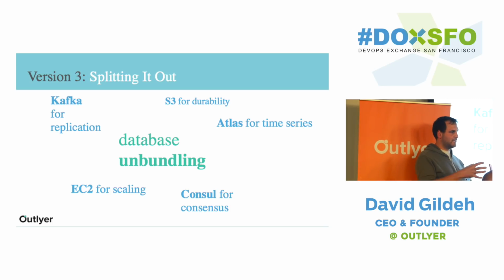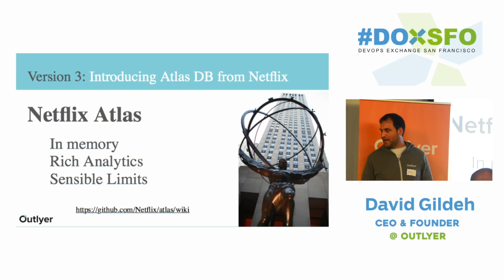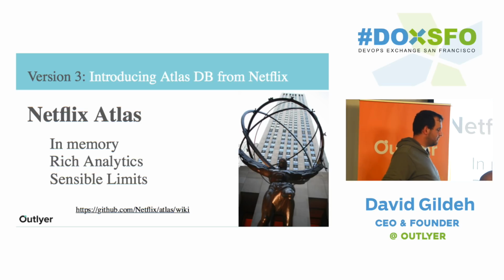So we've now broken that single database into a bunch of services that we can independently build, manage, tune, and everything like that, instead of trying to do it all in the monolith. And one of the key components we used is, has anyone heard of Netflix Atlas? So we ended up actually adopting that. Now, as a time series database, it is awesome. It's extremely fast. Netflix uses this for all of their monitoring internally.